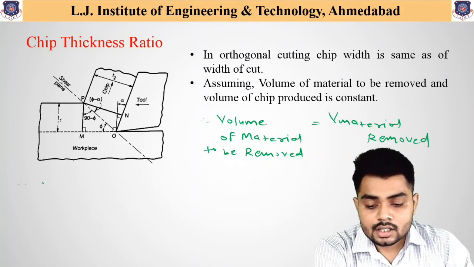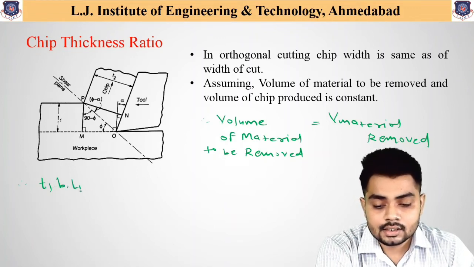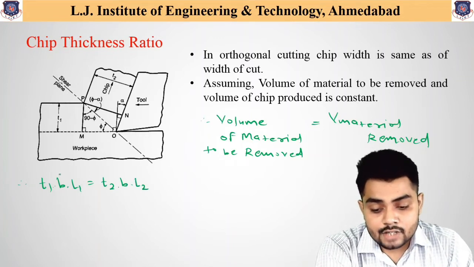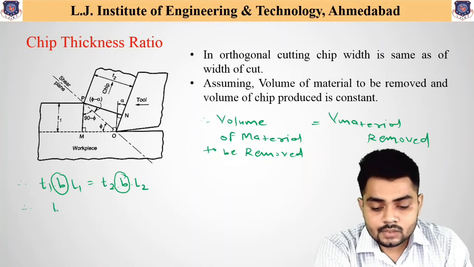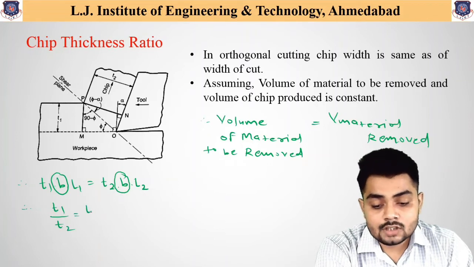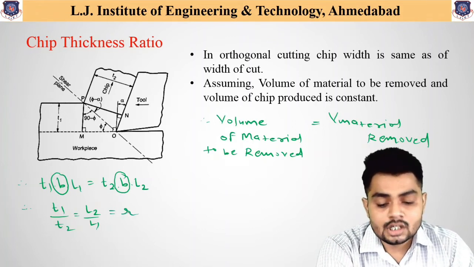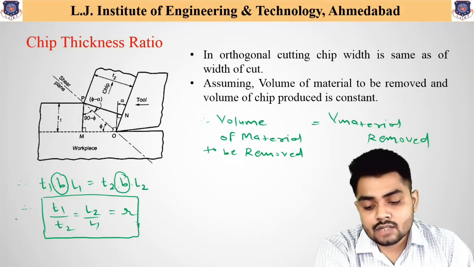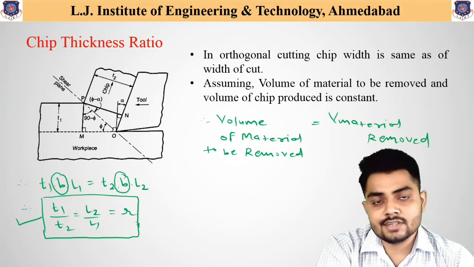So if we write the volume of material to be removed, that is thickness T1 into B and length L1. Similarly, for the removed material, it is thickness T2 into width into length of the chip removed, because we have written b common for both sides, as this is the first assumption. So we can write T1 divided by T2 is equal to L2 divided by L1. And as we know, T1 divided by T2 is nothing but the chip thickness ratio R. So this chip thickness ratio can also be explained in the form of the length, and the equation for that is given over here. These are the important parameters that you can obtain from this figure very easily.